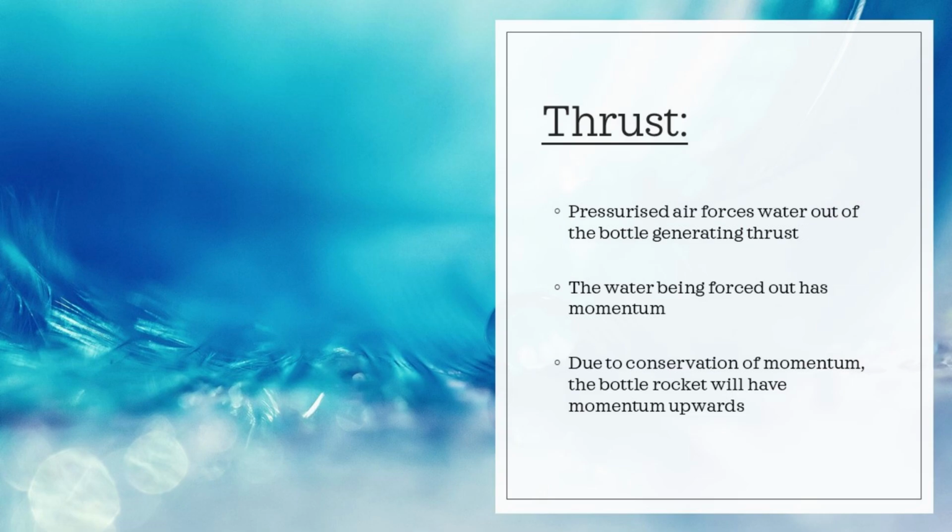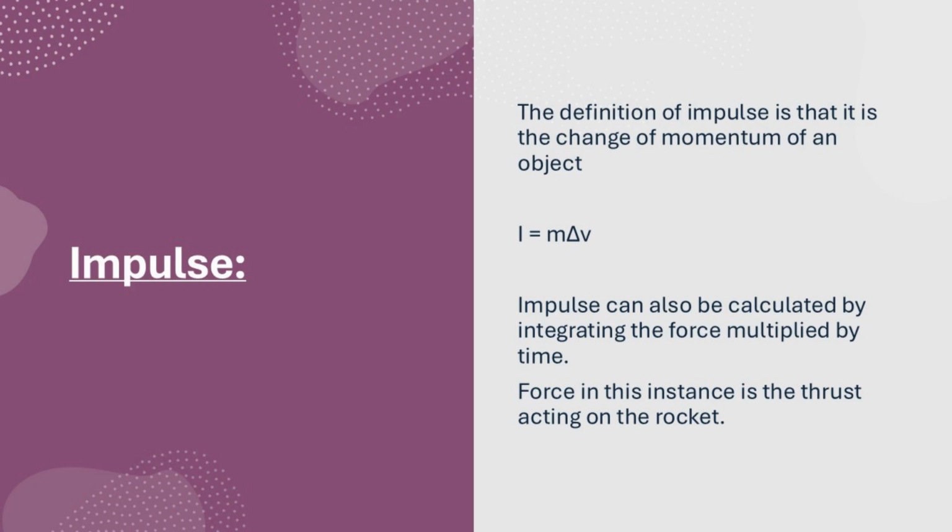Air inside the rocket is pressurized to 8 bar. This pressurized air forces the water out of the bottle and generates thrust. The expelled water has momentum downwards, and since momentum is always conserved, the bottle rocket has momentum upwards and travels up.